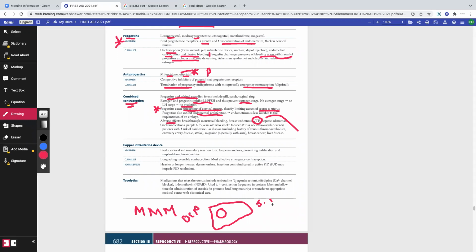Subcapsular liver adenoma. Why do we get subcapsular liver adenoma? We get this because the liver is responsible for breaking down estrogen and progesterone, yes or no? The liver is the main metabolizing organ. The answer is yes. So there could be hyperplasia.